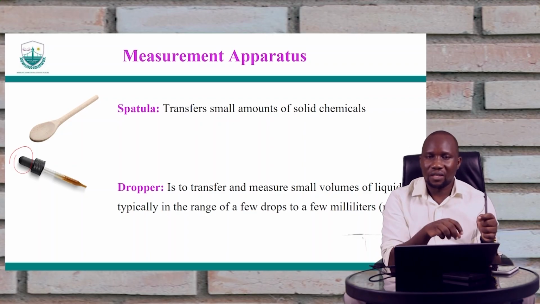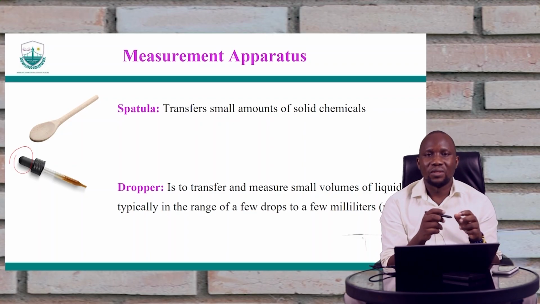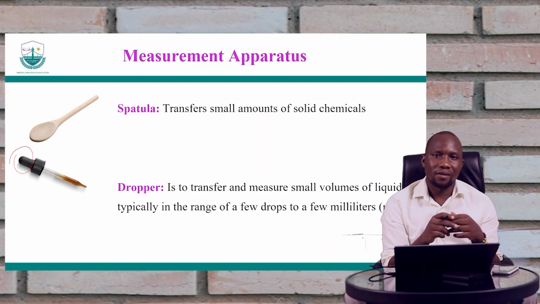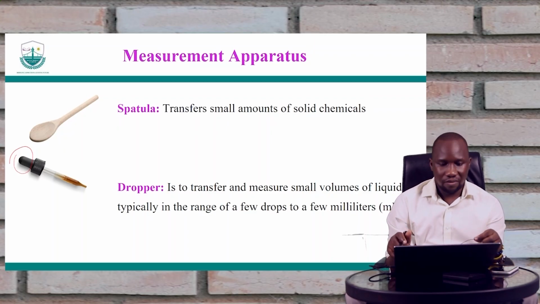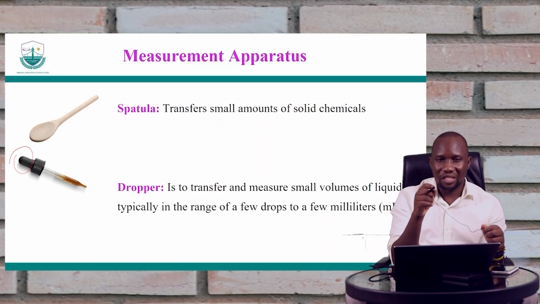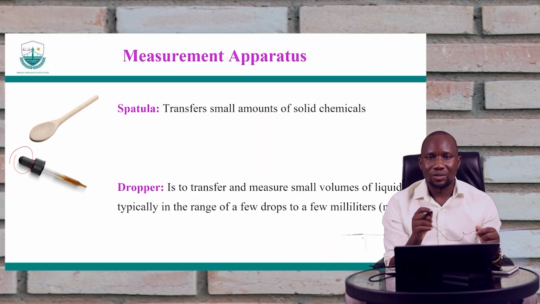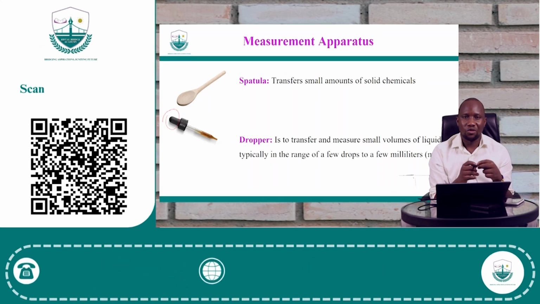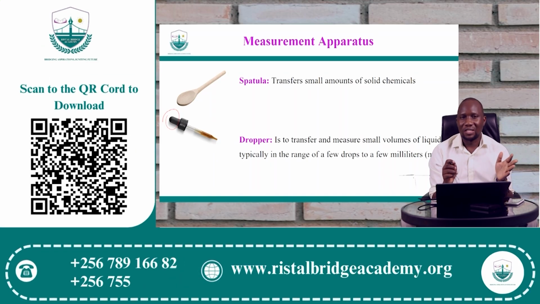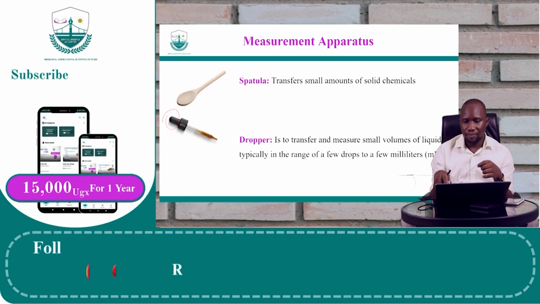It's used to transfer a small sample of liquids from one holding, it could be a beaker, conical flask, to another. Okay, that's something. And it may not be very accurate if you want a specific volume of the liquid. It may not be very accurate, but you can still use it to transfer liquids if accuracy is not your main concern.